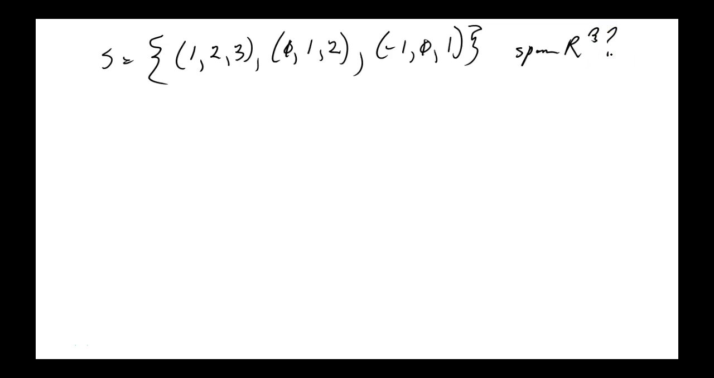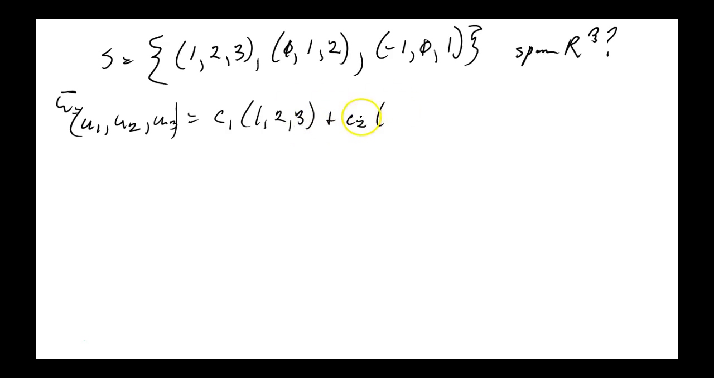Set up an equation and find out. Notice what we did last time. Let's do a U1, U2, U3, and that would be vector U. That's equal to C1 times (1, 2, 3) plus C2 times (0, 1, 2) plus C3 times (-1, 0, 1). Let's see what we get.